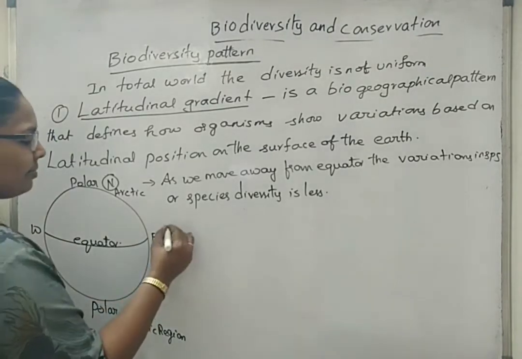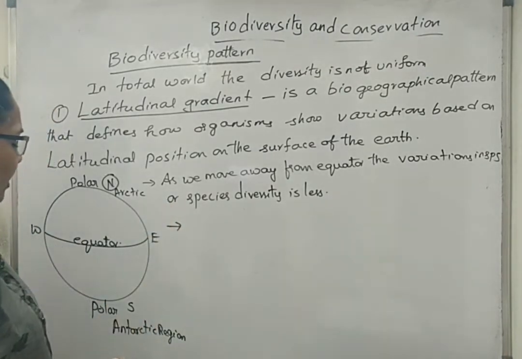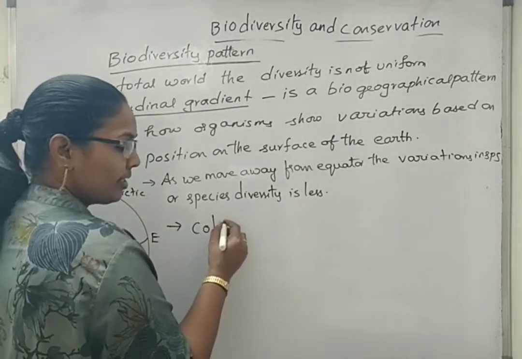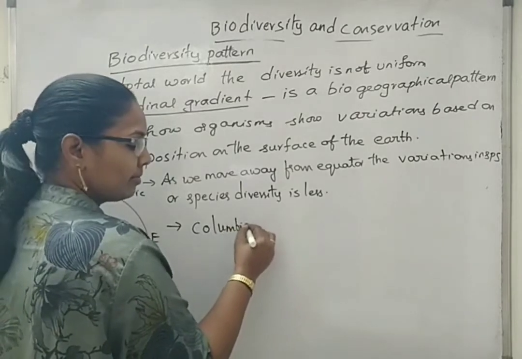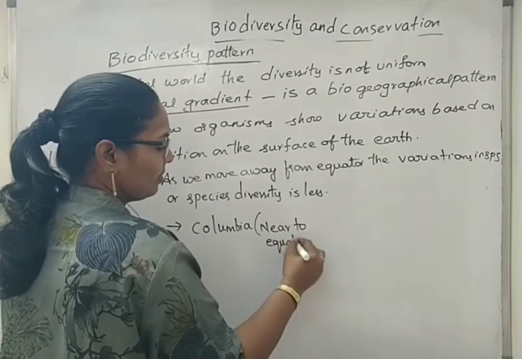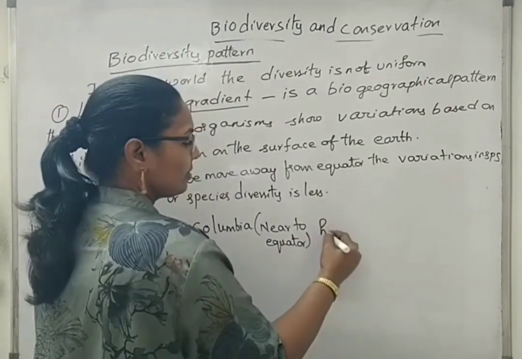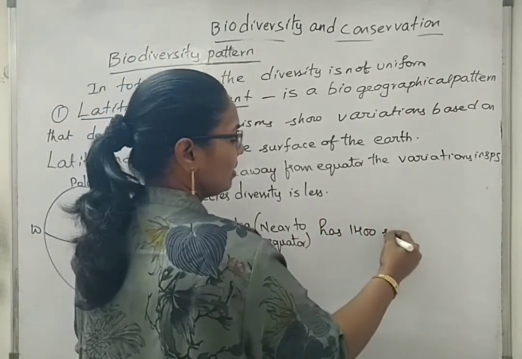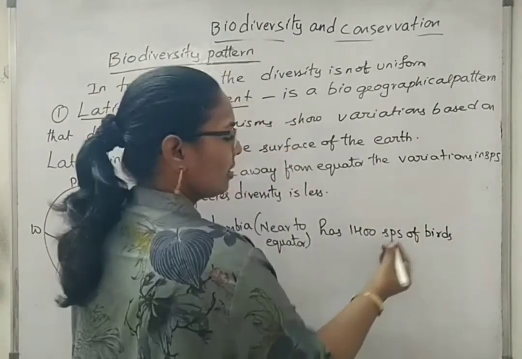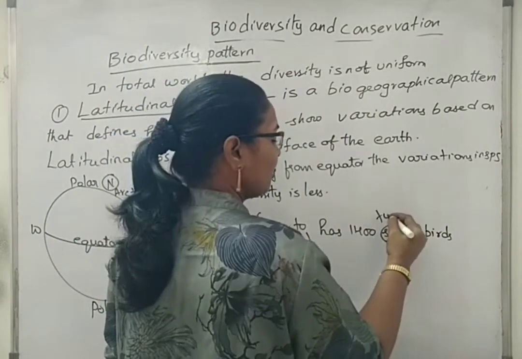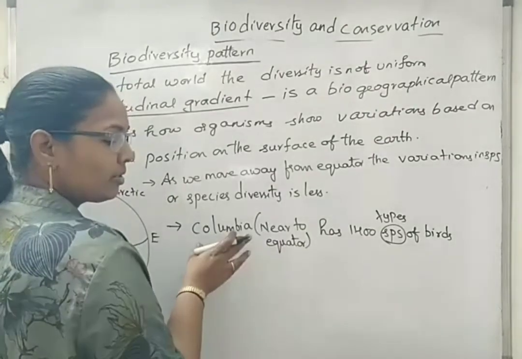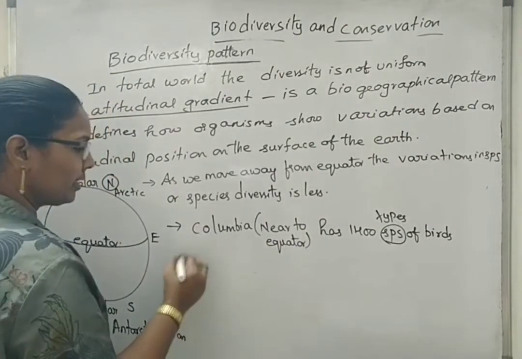Now, suppose there is one example according to NCERT: the Columbia area, which is near the equator. It has 1400 species of birds. Here, species means not the number but the types. Because it is near the equator, it is showing this diversity.